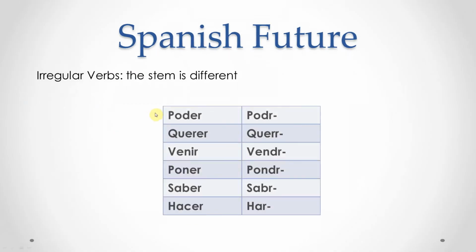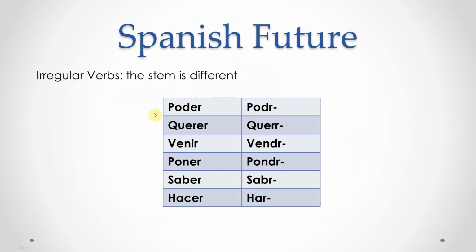For example, here we have more irregular verbs, so everything comes from the stem. Poder, for example, is podr, so we have podré, podrás, podrá, etc. Querer, here as you can see we have two R. Venir is vendr, vendré, vendrás, etc. Poner, pondr, saber, sabr, hacer, har, haré, harás, hará, etc. So that's just what you have to know actually to understand how to form the future in Spanish.